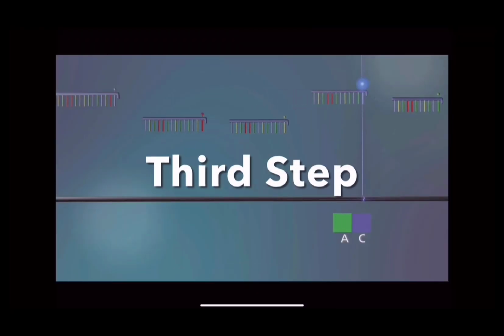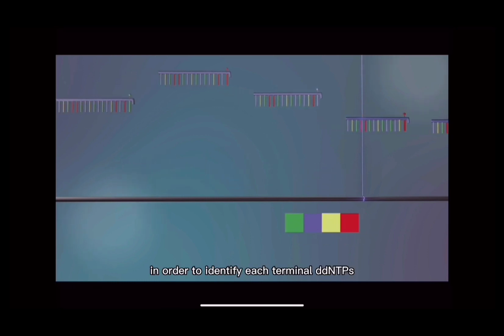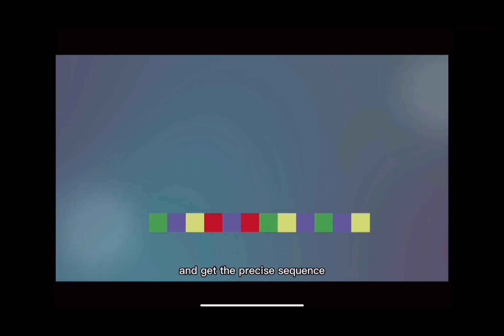In the third step, a computer will read each band of the gel in order to identify each terminal ddNTP based on the light emitted by a different fluorescent label and get the precise sequence.